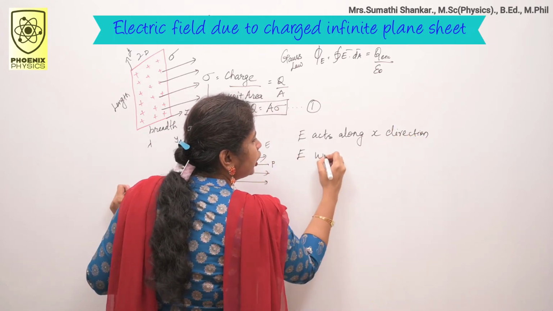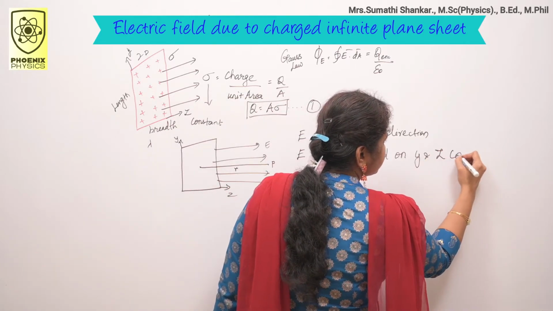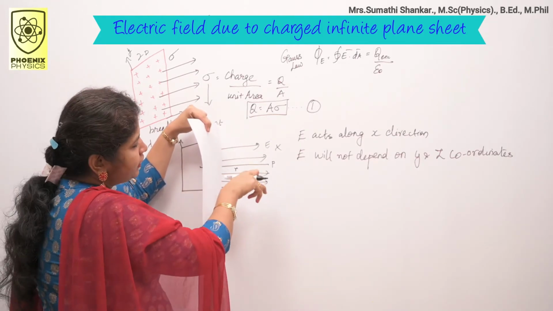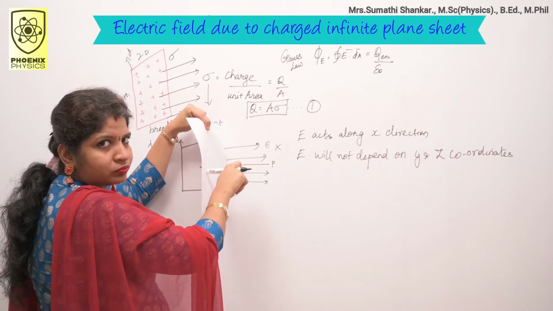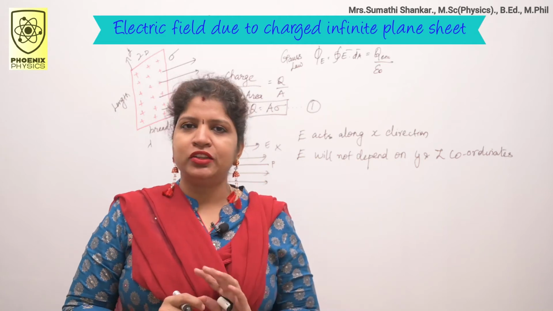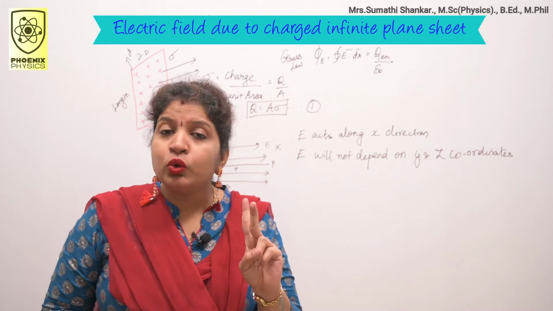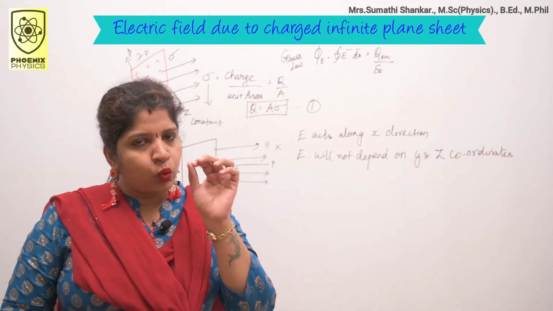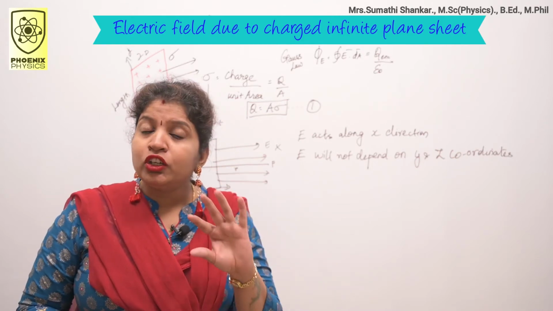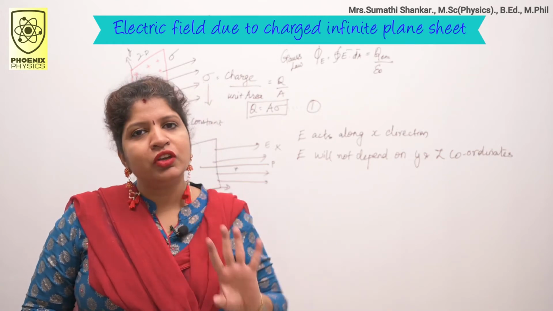So E will not depend on y and z coordinates. This is y direction, this is z direction. E acts along x direction. My aim is to choose a suitable Gaussian surface. For this plane sheet I can draw two different Gaussian surfaces. The one and only condition is it should be a closed surface. The magnitude of E should be same at all the points on the surface.